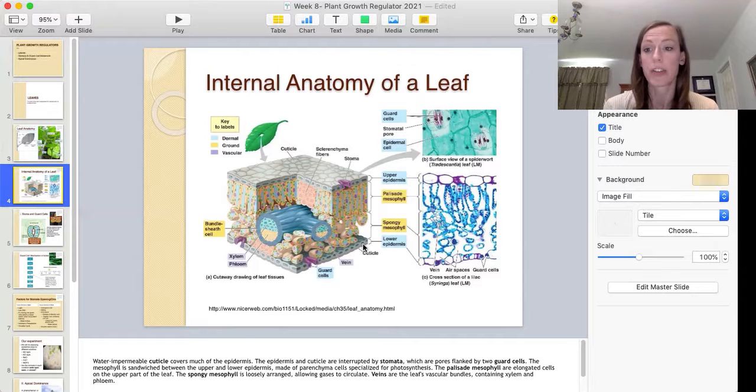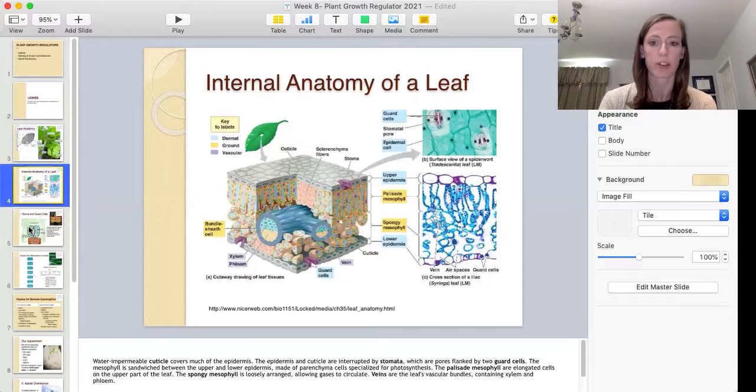I'll also mention that when you do the experiment in lab this week, you're going to find a greater abundance of stomata on the underside of the leaf. You're going to see more present there. There are some on the top layer, but most of them will be on the underside. So when you're doing the lab activity this week, you want to look at the epidermis on the underside of the leaf specifically.